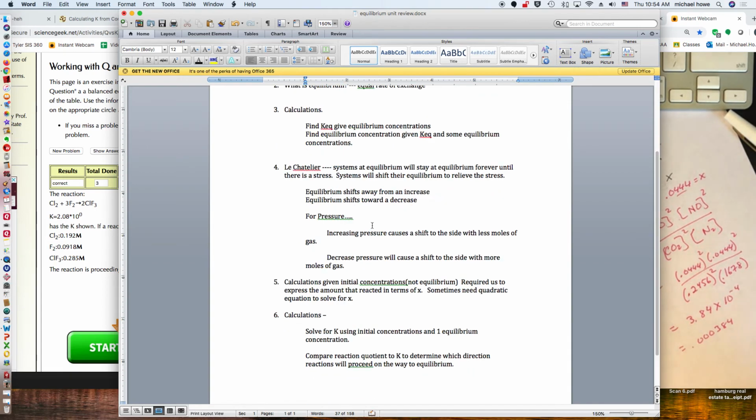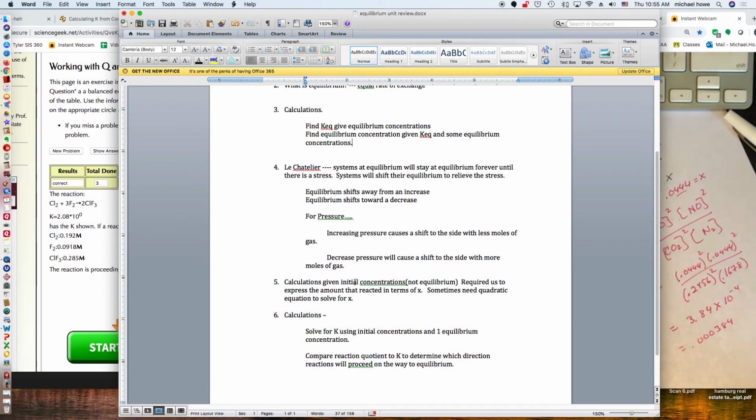All right, we also talked about Le Chatelier's principle. That was on Monday, May 4th maybe, whatever Monday was. Systems at equilibrium will stay at equilibrium forever until there's a stress, and if there's a stress, they shift. Equilibrium shifts away from an increase, and equilibrium shifts toward a decrease, except for pressure. For pressure, increasing pressure causes a shift to the side with less moles, and if you decrease, it goes to the side with more moles.